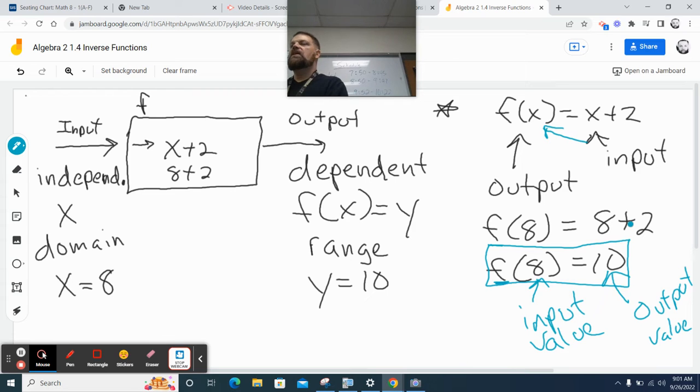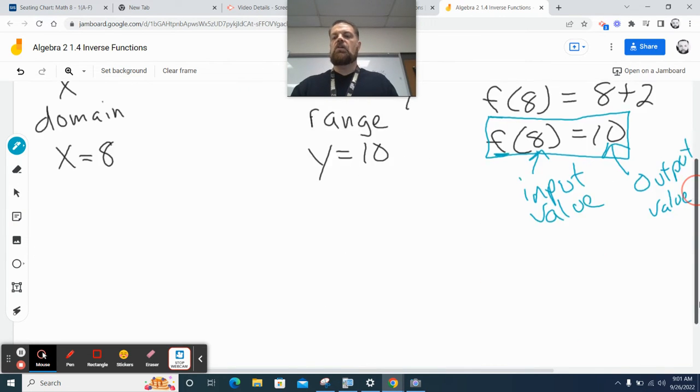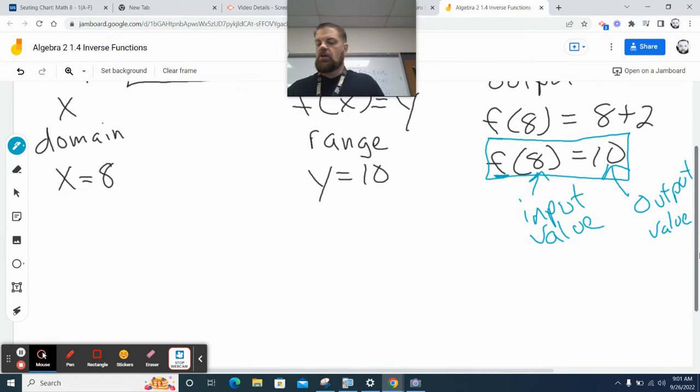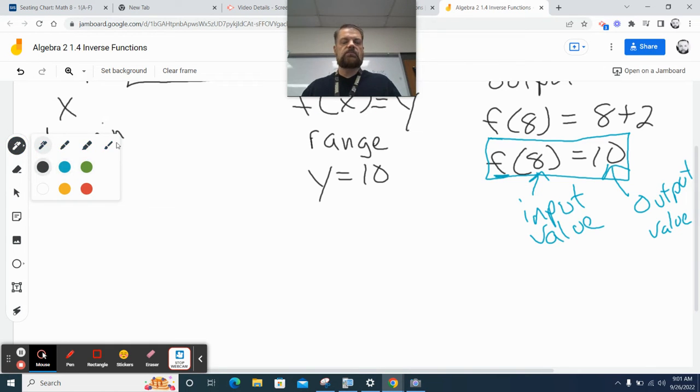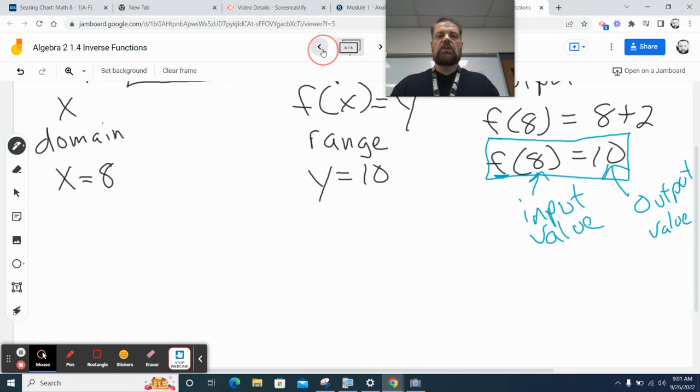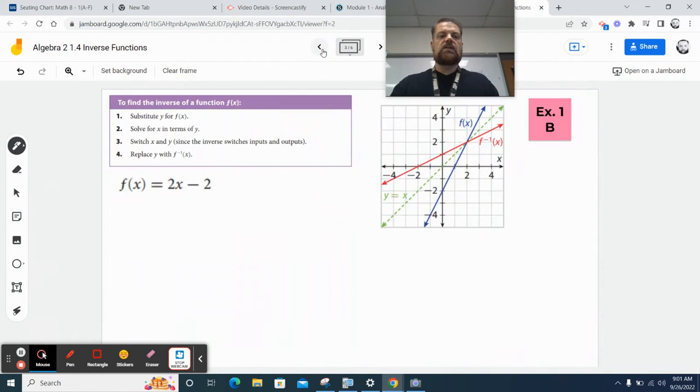But is there a scenario where I might reverse that process? The answer is in the real world, yes. We would need an equation that reverses what's been done, all right? So what we're going to talk about today are called inverse functions. So there's a process for the inverse function, okay? And I'm going to copy it. And you're going to need to write this down too.